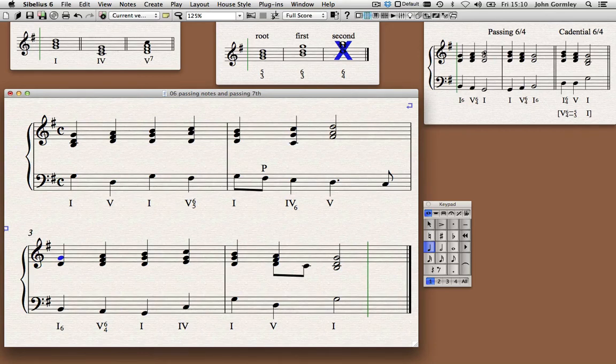So the melody goes 1, 2, 3, 3, 2, 1 in the bass. Melody goes 3, 2, 1. The bass goes 1, 2, 3. Then you harmonise it with chords 1, 5 and 1, and then you just use the top-down method.